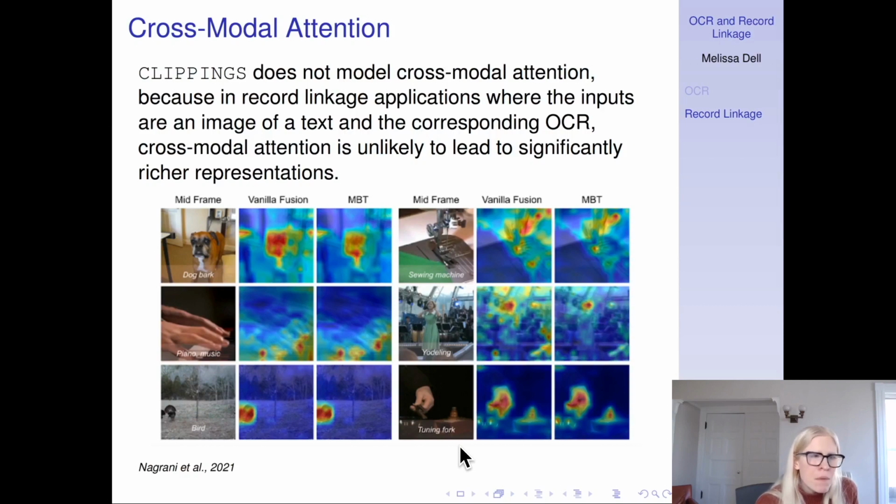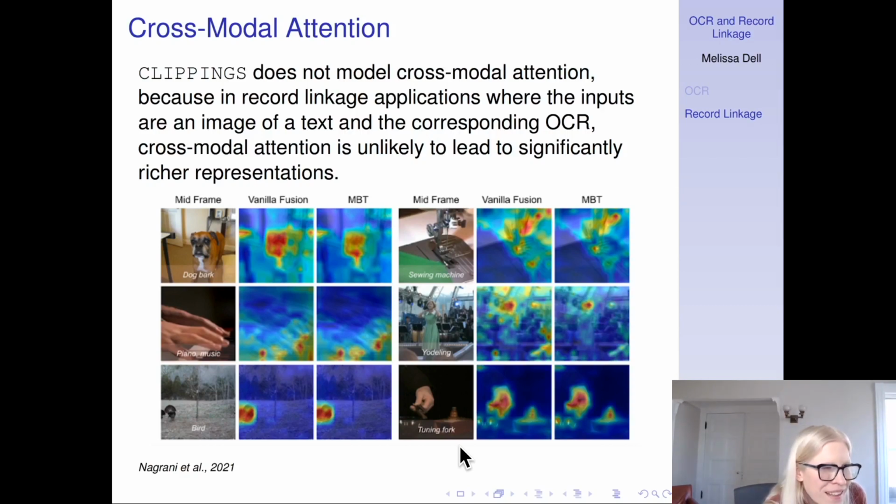Whereas if you go back to our multimodal lecture, where we were talking about cross-modal attention, the example you see here is a case where it's trying to classify the sound that is being made, where there is video, so there's an image and sound.